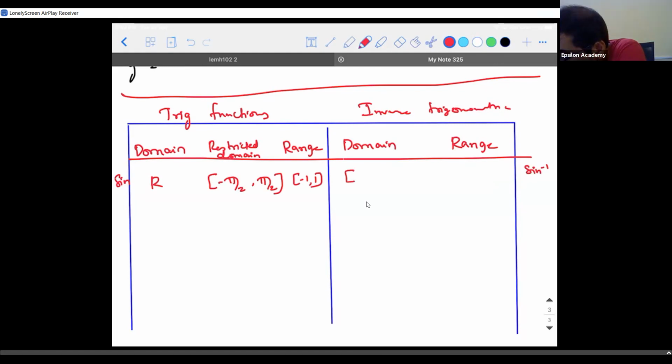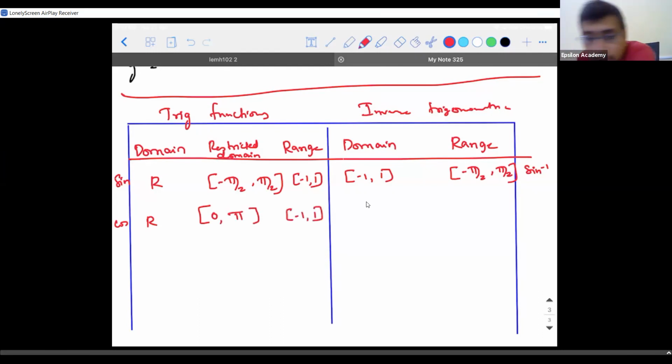So the domain of sine inverse is -1 to 1, and the range will be -pi/2 to pi/2. Similarly for cos, the domain is real numbers, but I should restrict the domain between, as I just told you, 0 to pi, where 0 and pi are included, and the range is -1 to 1. Then what about the domain for cos inverse? It is -1 to 1.